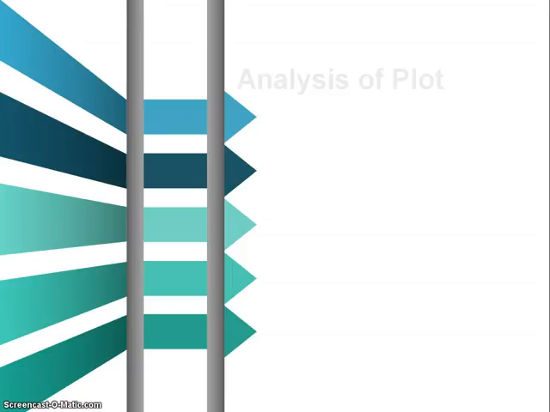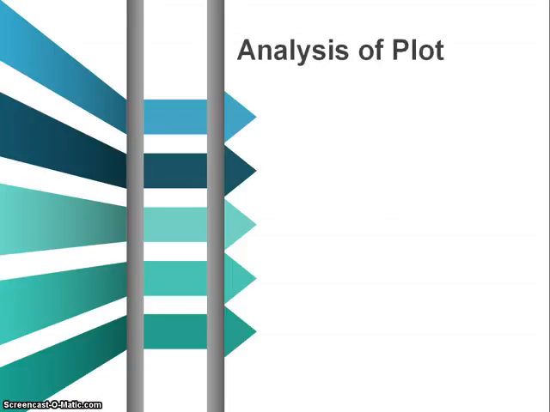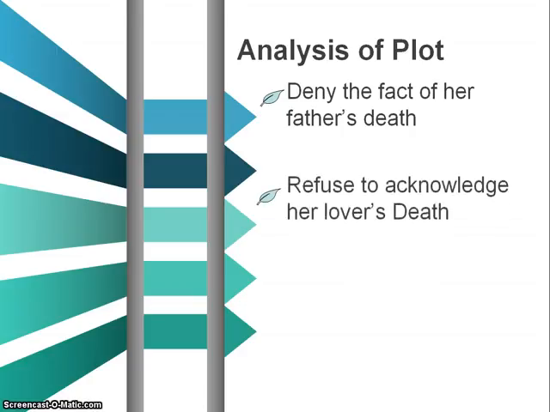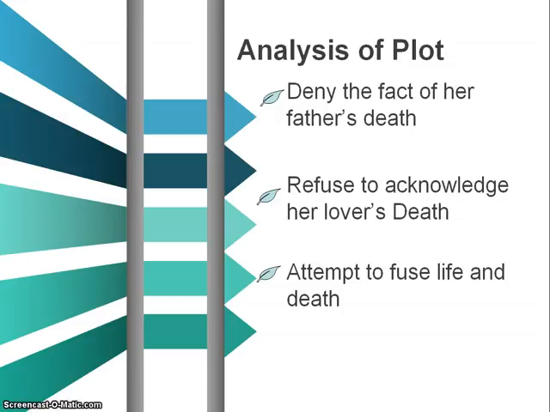By analyzing the plot of the climax, we can get that Emily attempts to exert power over death by denying the fact of death itself. And she killed her lover. Emily refuses to acknowledge it once again. Emily and her lover's old marriage reveals her disturbing attempt to fuse life and death. From the above, we can see that she is reluctant to accept change.